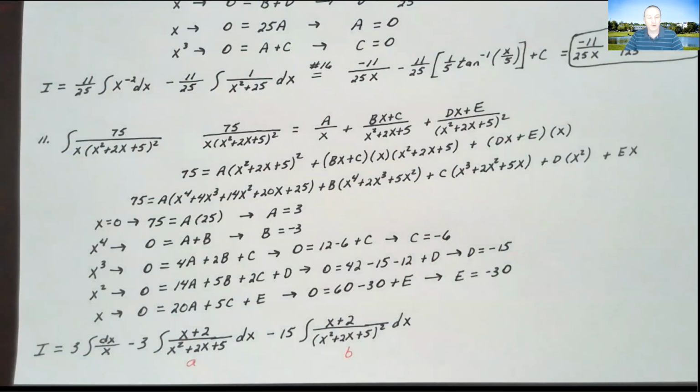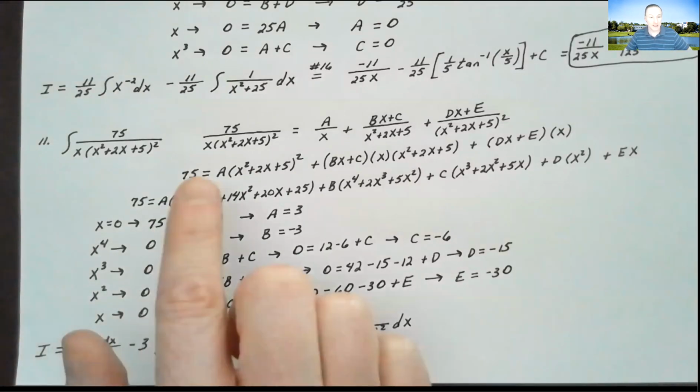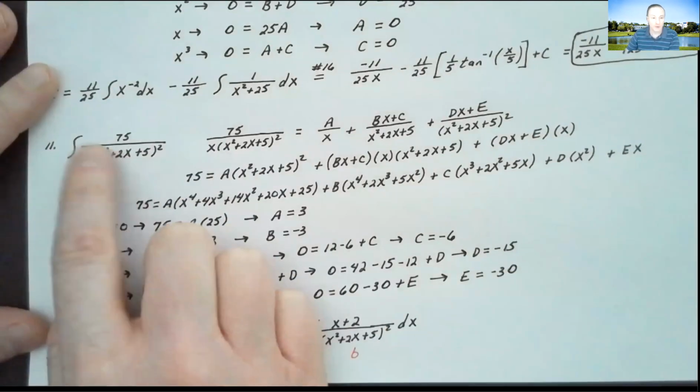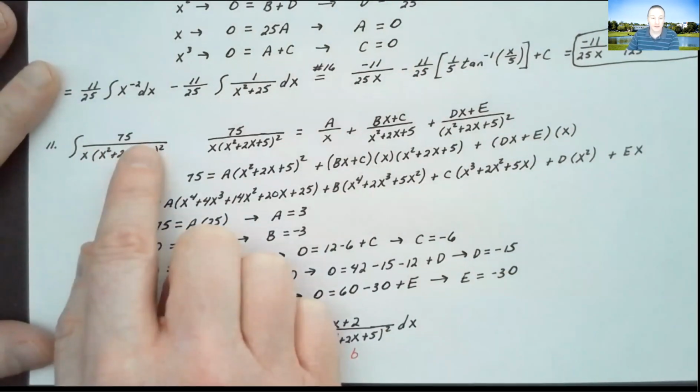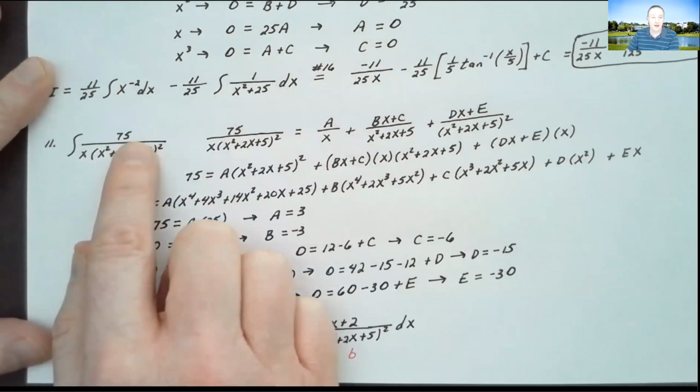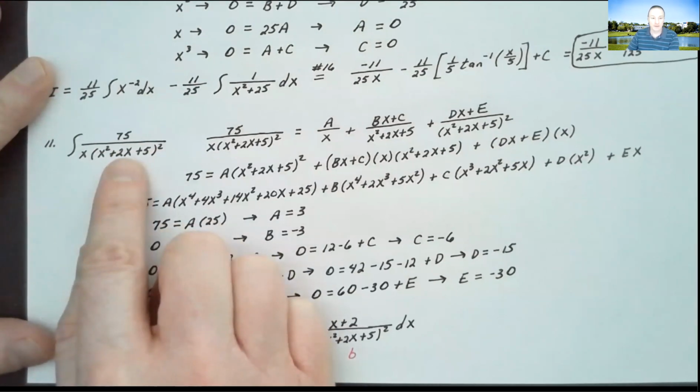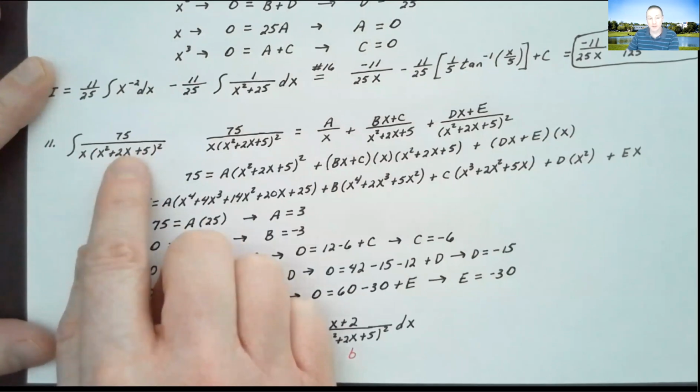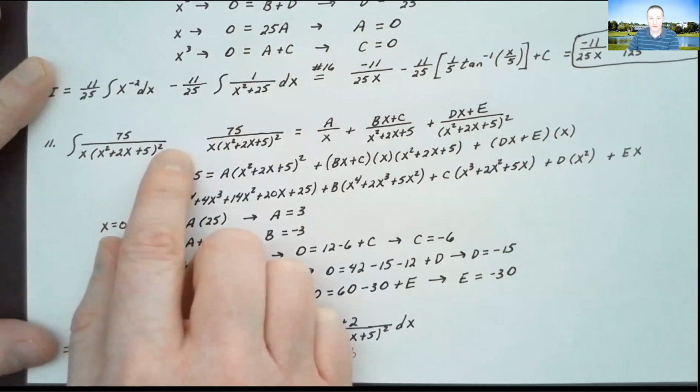A lot of students would find this one extremely challenging. Let me see if I can explain it here to you. I took the rest of the work on this page and an entire other page of work to do this one problem, so this one's going to take a while to explain. We're starting off with this rather innocent looking original integral here, 75 over x times the irreducible quadratic, x squared plus 2x plus 5, quantity squared.